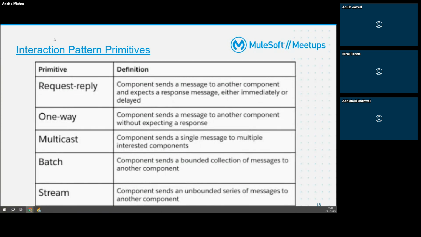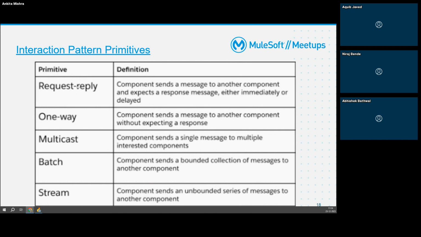Next is interaction patterns. Now, there are different ways of interactions, correct? First way of interaction is request reply. In request reply, as the name itself says, it is a synchronous kind of behavior. I'll send a request and then I'll immediately expect a response from you. That is called a request reply interaction.